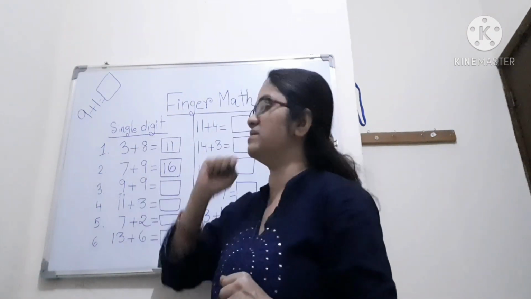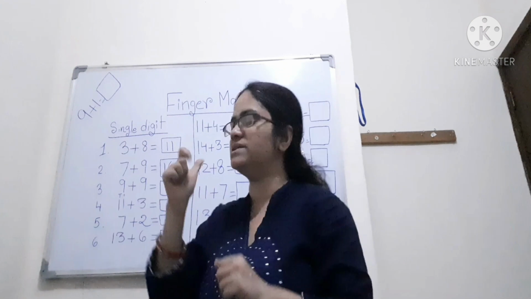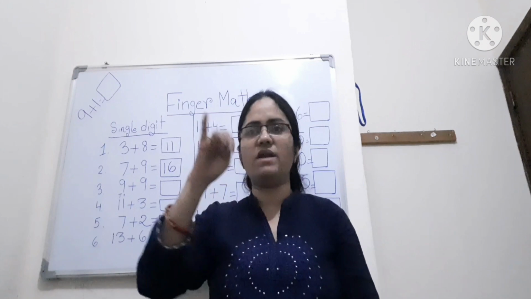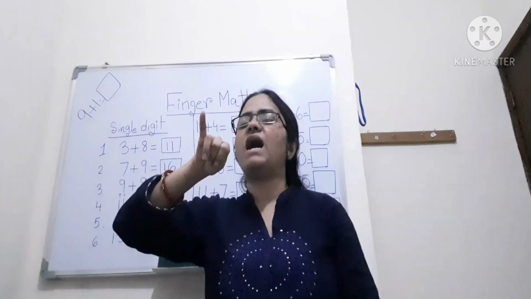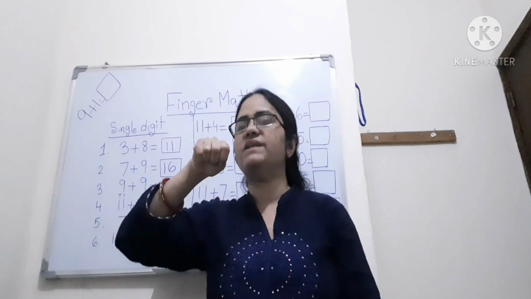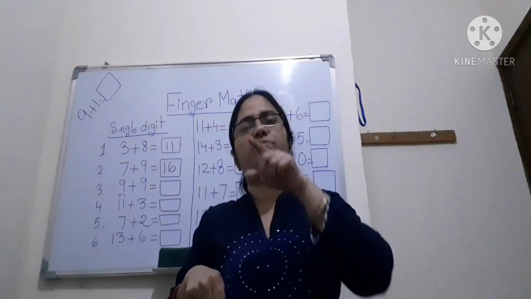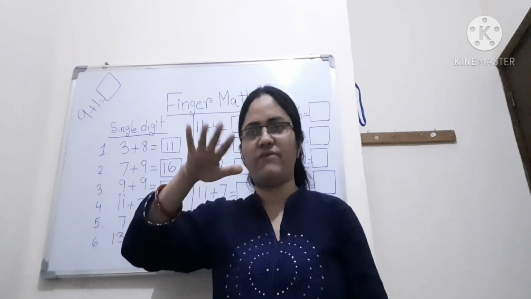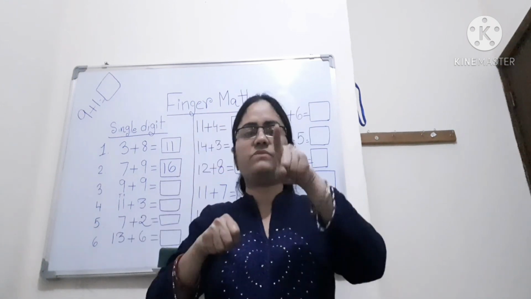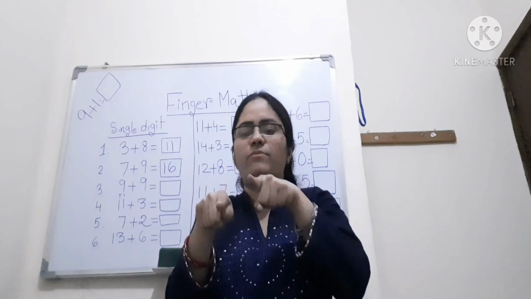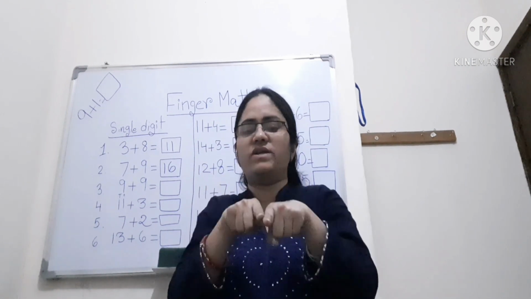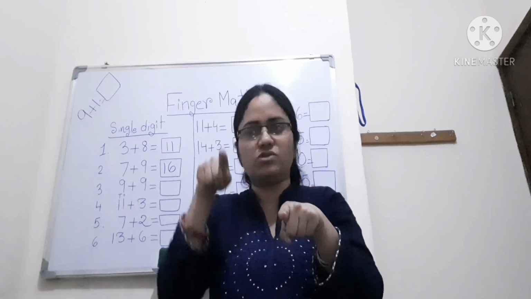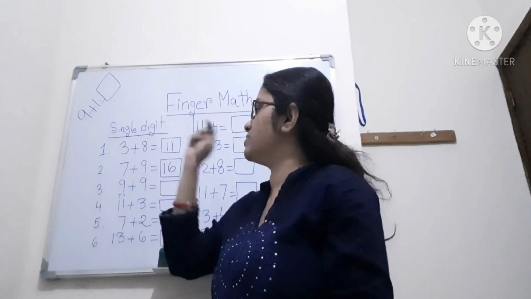So 8 plus 3. If I count from the 8: 5, 6, 7, 8. This is 8. Then 3. After counting, I can close all the fingers and use my left hand. So this is 1. I don't have any fingers left, right? So this is 1, 2. Again I can start counting from this finger. This is the value I know: 10. This is left hand 10 and this is 1. That means 11. So 8 plus 3 is equal to 11.